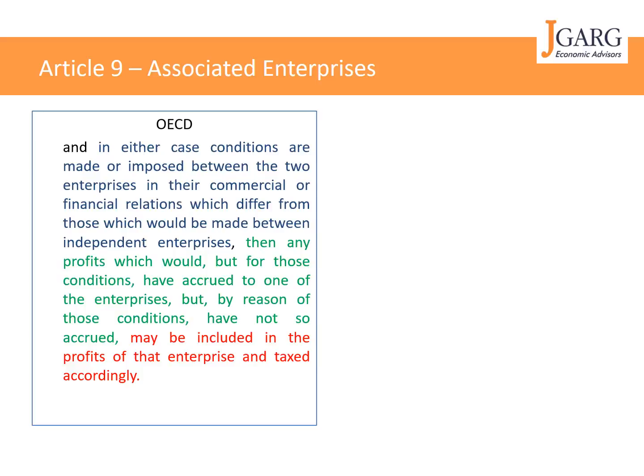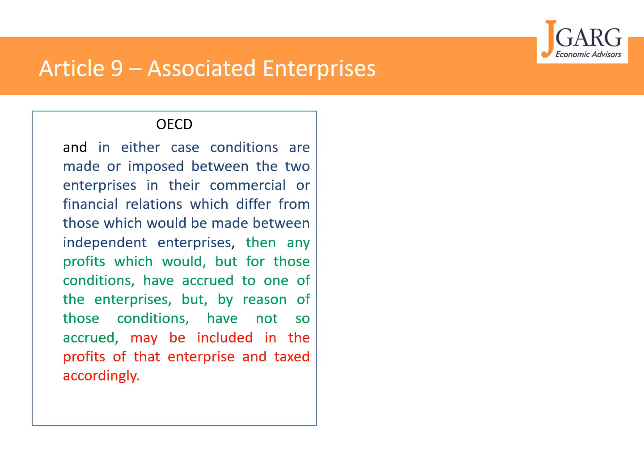Now moving forward, it says then any profits which would but for those conditions have accrued to one of the enterprises but by reason of those conditions have not so accrued may be included in the profits of that enterprise and taxed accordingly. So it basically says, let's say in our example, when there is a transaction between company A and company B, some profits which should have been included in company B are now forming part of company A, but in an arm's length scenario those profits should go to company B. So the tax authorities are allowed to include those profits in company B.